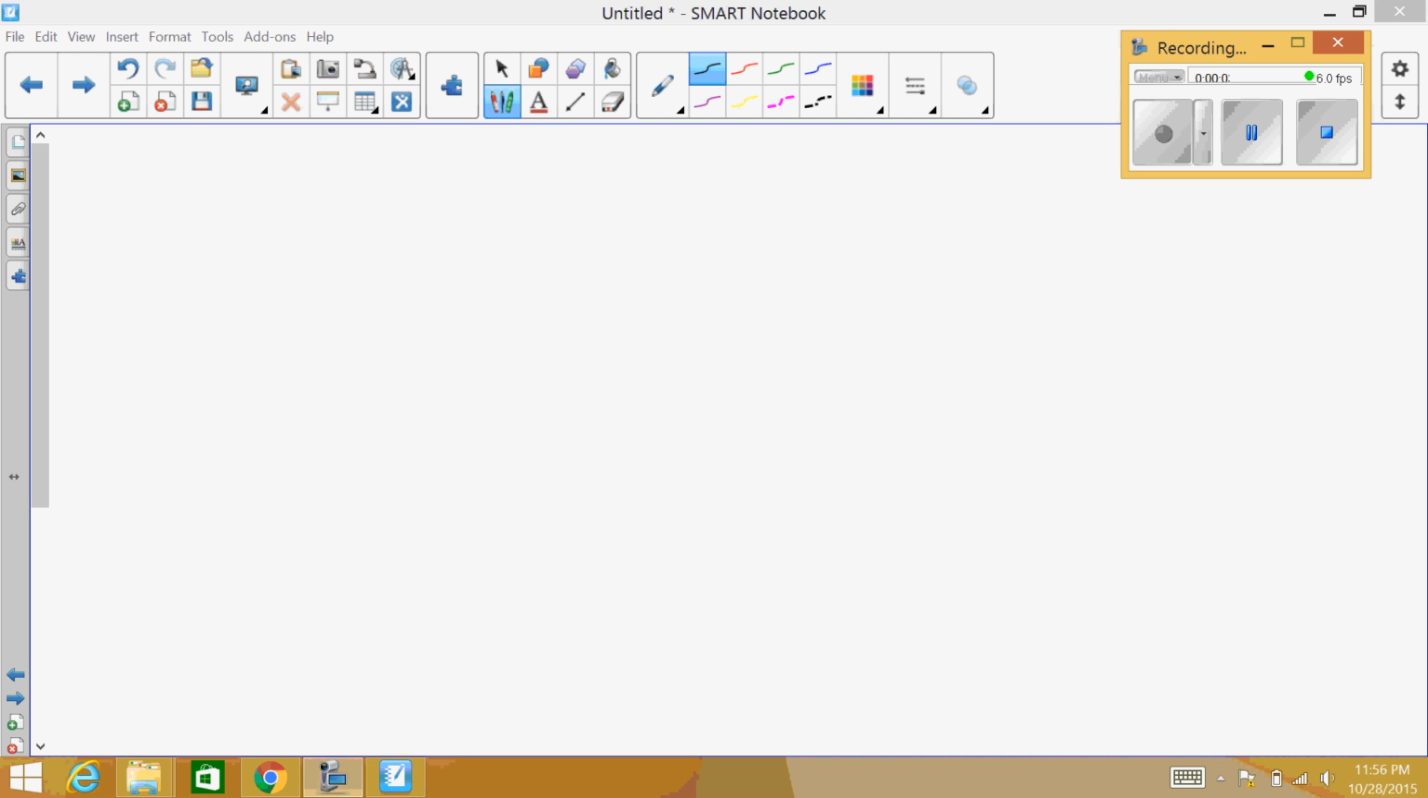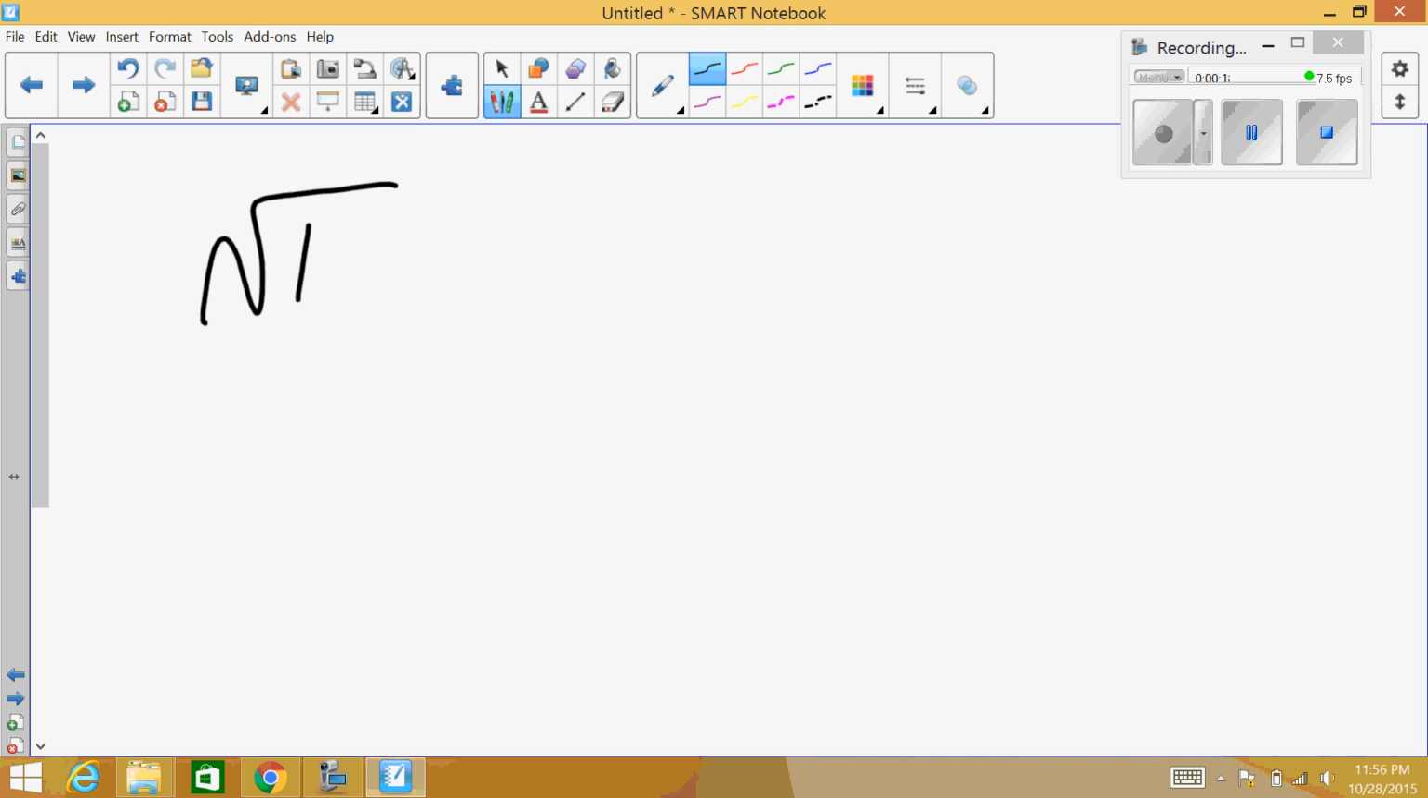Today we are going to work with some square roots and we're going to simplify those square roots. So we're going to start off with some real simple ones here today. Let's just start off with the square root of 16. Now we all know that the square root of 16 is 4. But why is it 4?